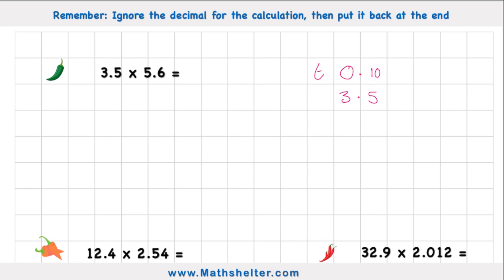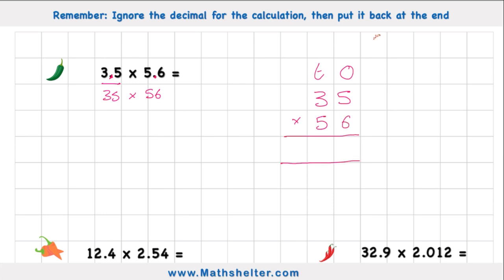However, today what we're going to do is we're going to ignore these little decimals and treat the number as 35 times 56. So actually, when I'm putting my numbers in place, I don't need my tenths column. All I'll do is 35 times 56, just like I would with any other multiplication.